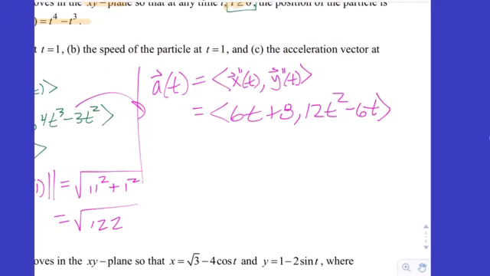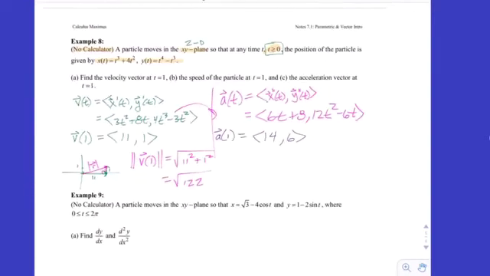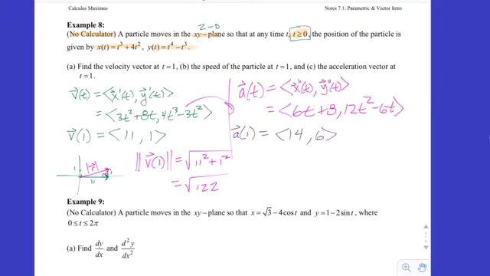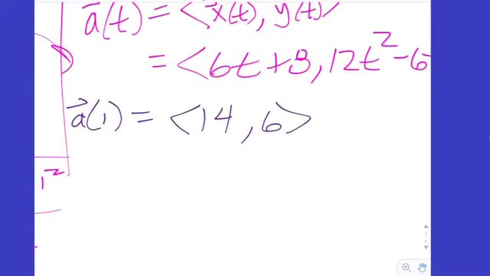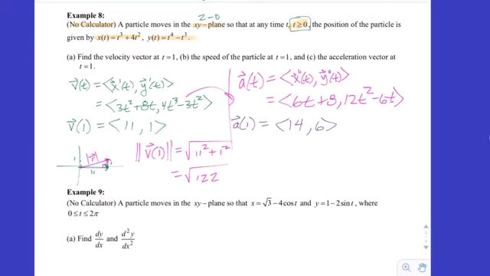And now using the correct notation at 1, we just plug it in. 6 plus 8 is 14. 12 minus 6 is 6. Now, you're probably not going to be asked to find the norm of the acceleration vector because, as far as I know, it doesn't have a practical name given to it, like speed is the length of the velocity vector. I don't know what you would call the length of the acceleration vector, but you could. You could just as easily use the Pythagorean theorem there and get the magnitude or the length of the acceleration vector. Okay, so we're listing the vectors as ordered pairs.